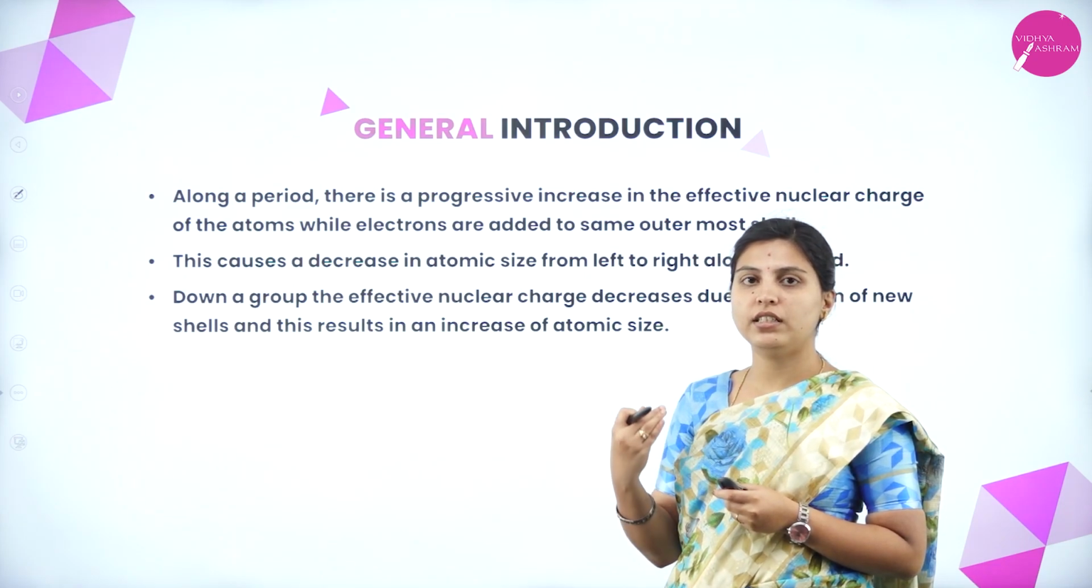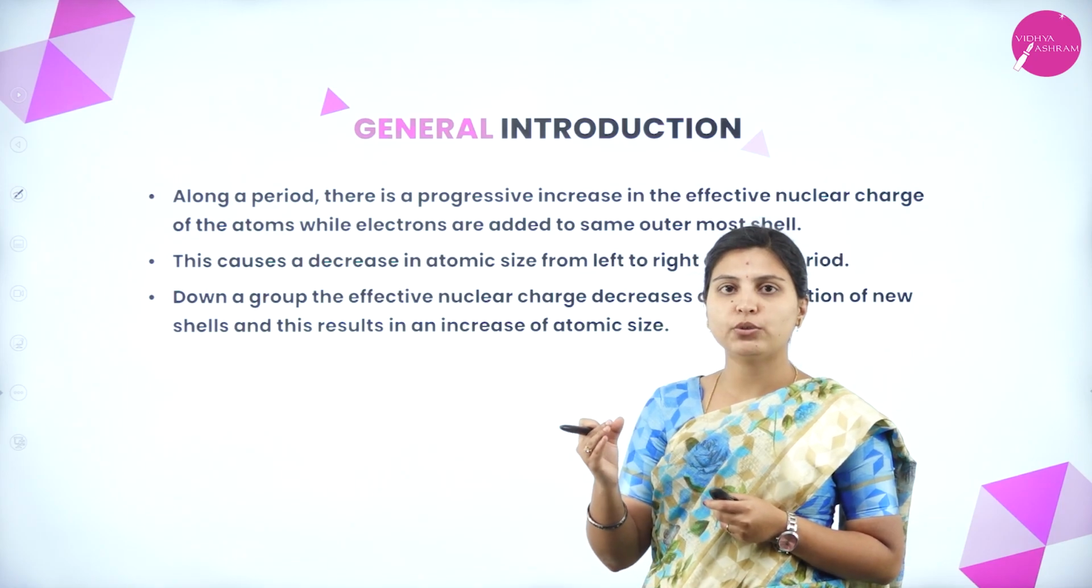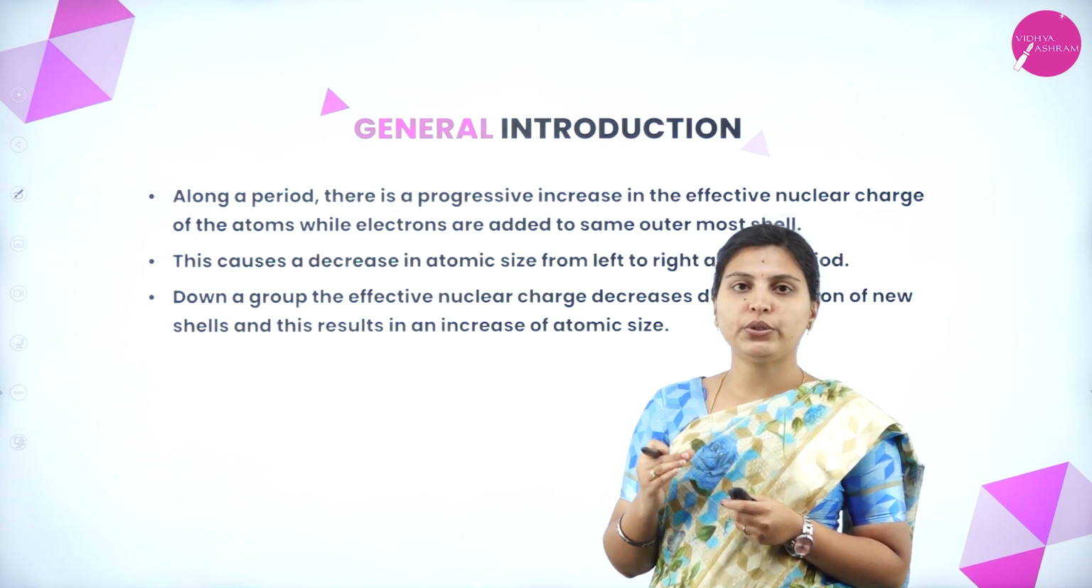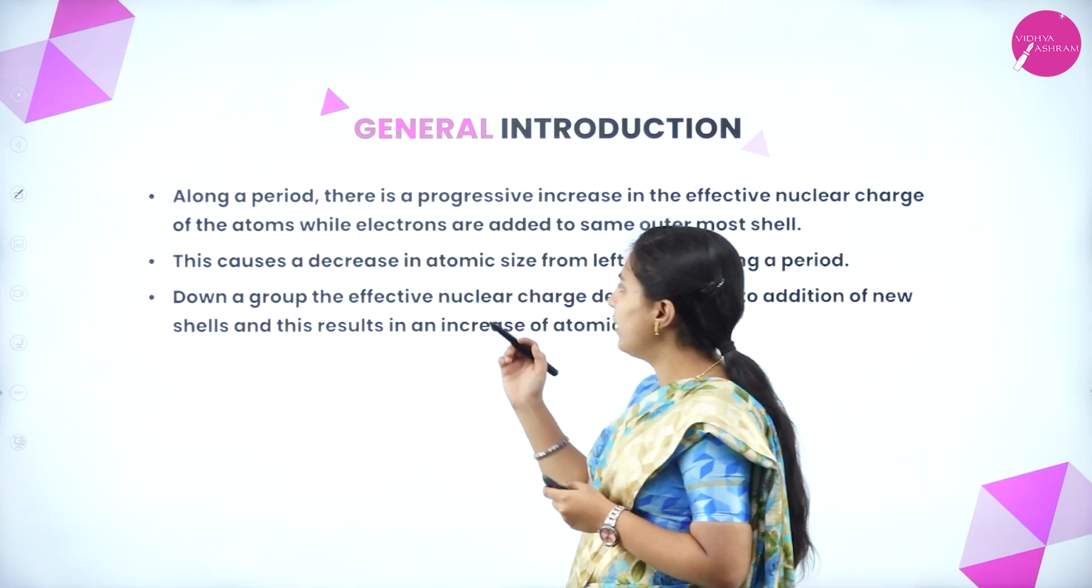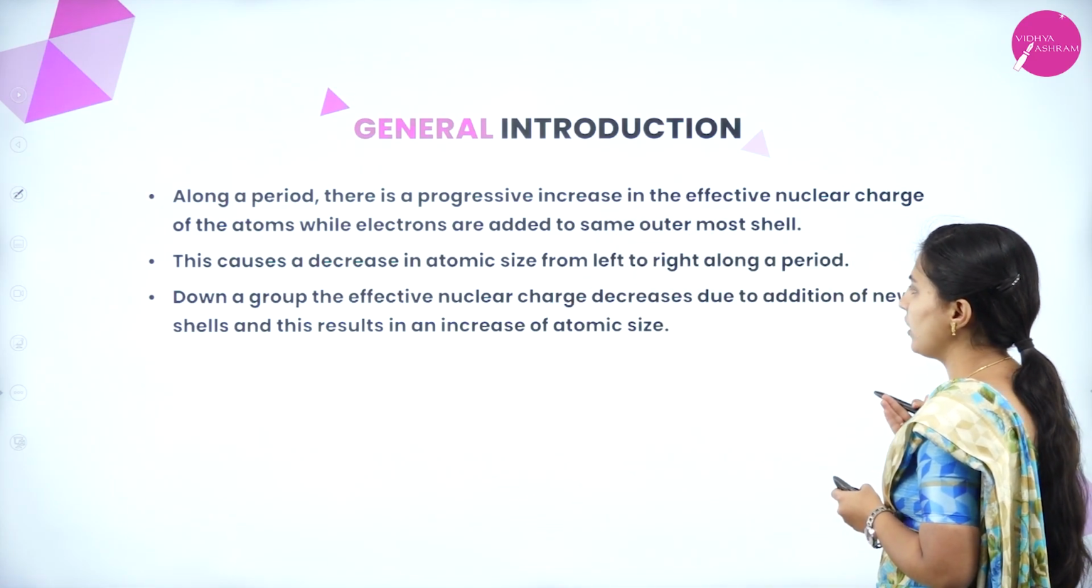How? All the new electrons that are getting added will be added to the same shell. So effective nuclear charge will be more. This causes a decrease in atomic size from left to right along a period.